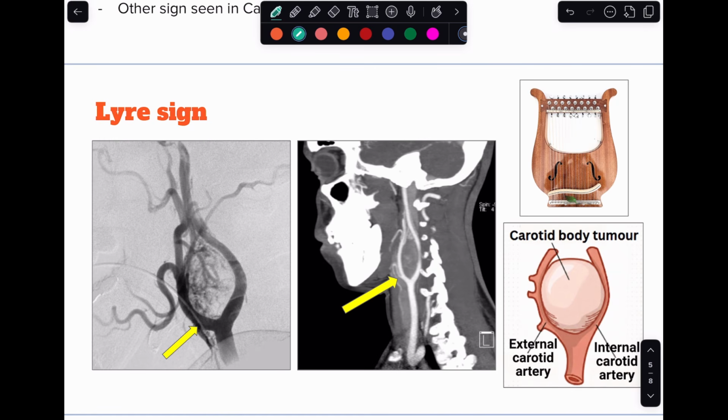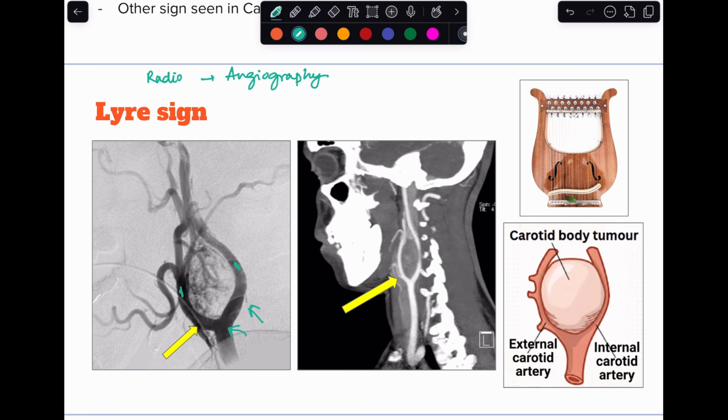The next sign is the Lyre sign. Now, Lyre sign is a very typical sign that we see associated with a carotid body tumor. It is actually a radiological sign that we usually see on angiography. What is this sign? If you look at the image over here, we can see that there is a splaying or separation of the internal carotid artery and the external carotid artery at the carotid bifurcation. And this is a typical feature of carotid body tumor.